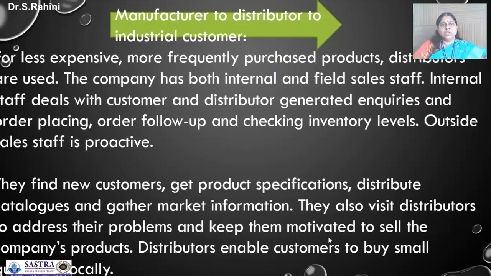Then the next model talks about the manufacturer to distributor, and distributor to industrial customer. For less expensive, more frequently purchased products like bolts, nuts, small gauges and screws, distributors are used. Especially the automobile industry, you can take as an example of these types of industrial goods. The company has both internal and field sales staff. An internal staff deals with customer and distributor generated inquiries, order placing, order follow-up, and checking inventory levels and distributing accordingly. Outside sales staff is proactive, and they find new customers, get product specifications, distribute catalogs, even for paint companies you can take it, and gather market information.